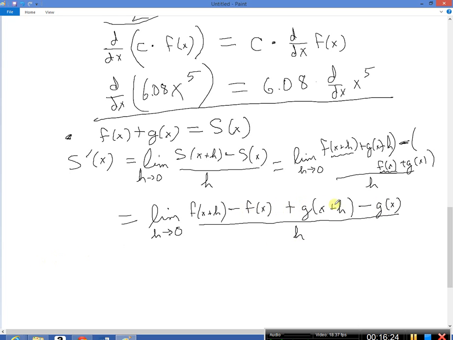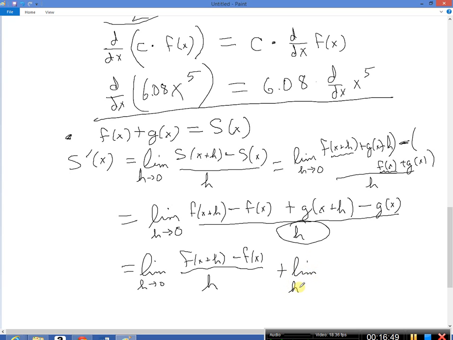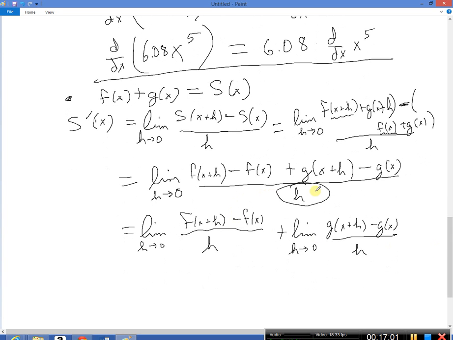Well, I can split this into two fractions with the common denominator h, and then use the theorem about the limit of a sum is the sum of the limits, so that we end up with this. The limit as h goes to 0 of f of x plus h minus f of x all over h plus the limit as h goes to 0 of g of x plus h minus g of x all over h. So that's because, again, I have a common denominator, I split it into two fractions. And then the limit of a sum of two things is the sum of the limits. That's what I did there.